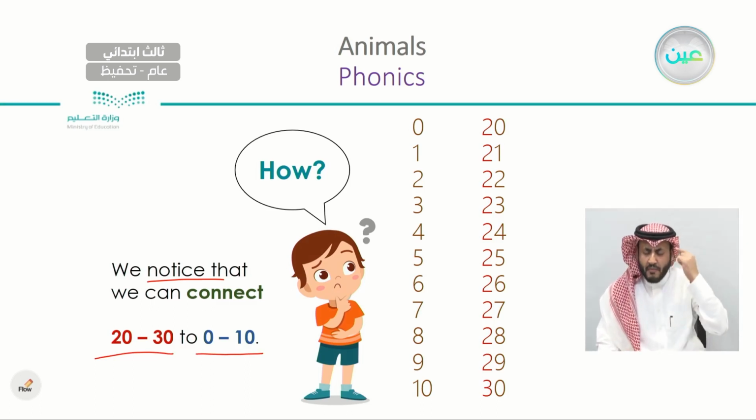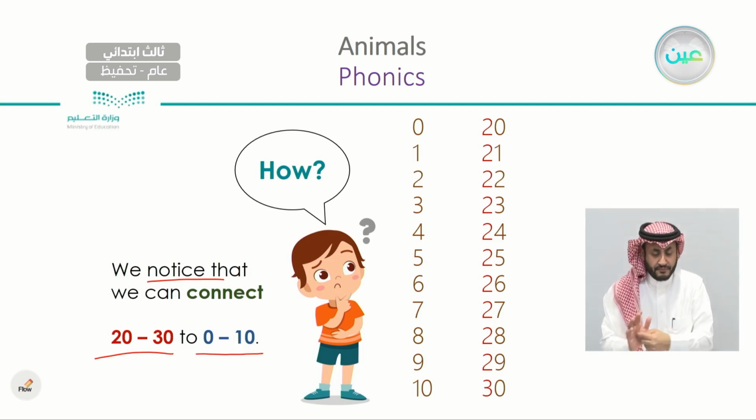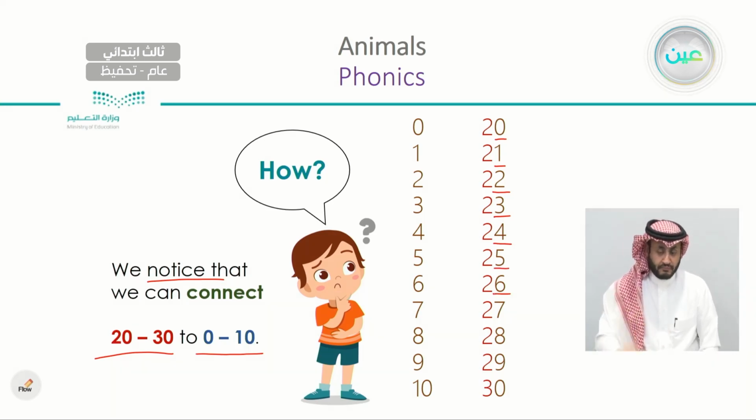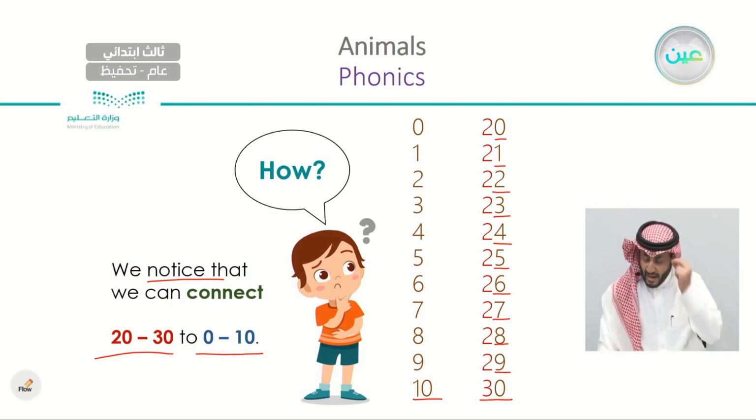Just like 0, here we have 20. 1, 21, 2, 22, 3, 23, 4, 24, 5, 25, 6, 26, 7, 27, 8, 28, 9, 29, now 10, 30. Is this making sense?